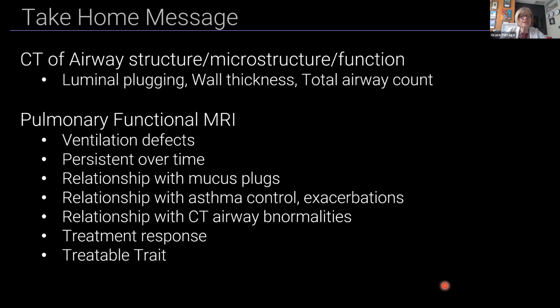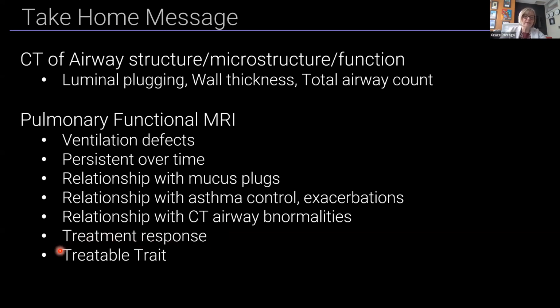I talked about ventilation defects and their persistence over time, the fact that in some patients they're persistent because the airways have been truncated or obliterated. I talked about the relationship with mucus plugs, asthma control, and exacerbations. There is a strong relationship with CT airway abnormalities and with histological evidence. I think that in many sites, we can start to use this to evaluate treatment response in difficult patients.